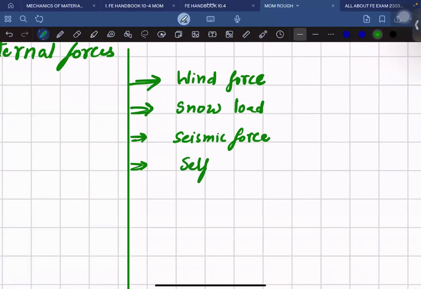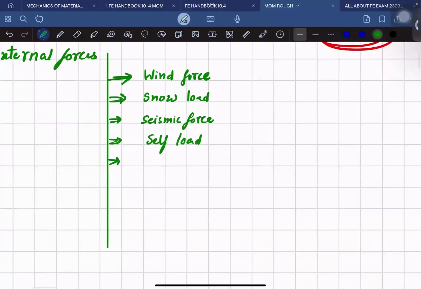Self-load, which is a dead weight load, is also one kind of force. Anything else? Live load. Perfect. Live loads will cause some forces. Good. Live load is not an external force. No, live load is an external load.